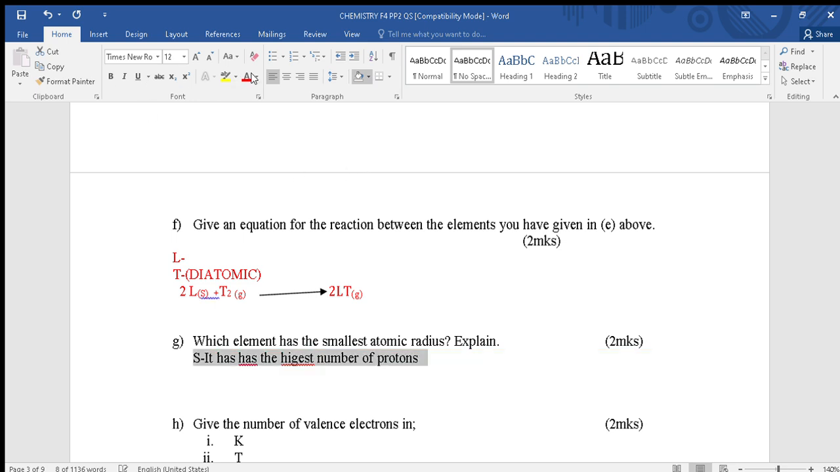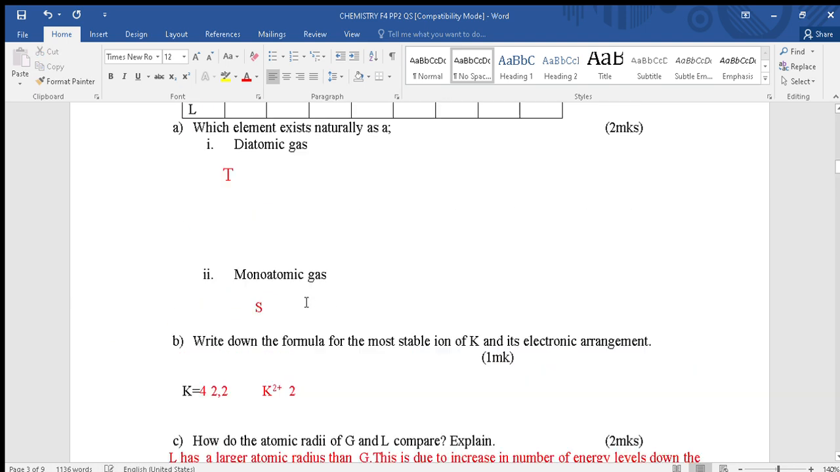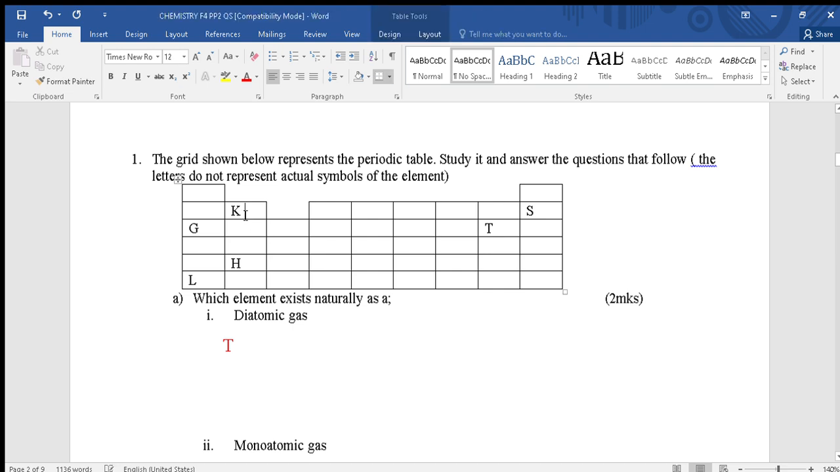That can be well noted. Now when you go to the next question, you are asked, give the number of valence electrons in K and T. So you look at K. If you want to know K, it is in group 2, so it means the valence electrons are 2. T is in group 7.